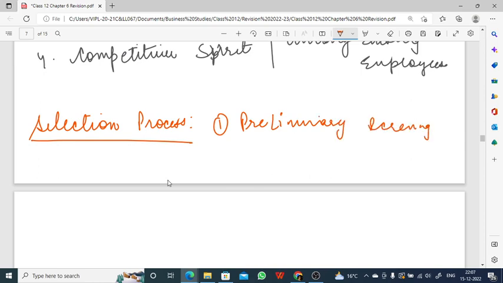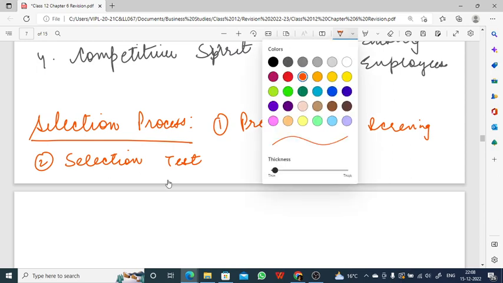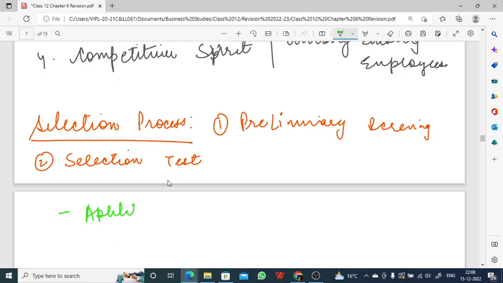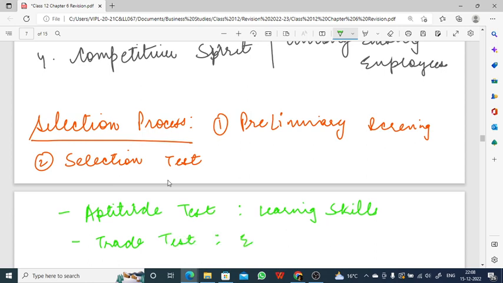So it will basically help you eliminate everybody who is not suiting the job, suiting the profile, because it's a negative process, right? Then you do the selection test. When you do the selection test, you basically can get various kinds of tests done. There are various tests. The aptitude test is basically how fast you can learn, your learning skills. Okay, next is the trade test, which is basically your existing skill, how good it is. Existing skills are tested.